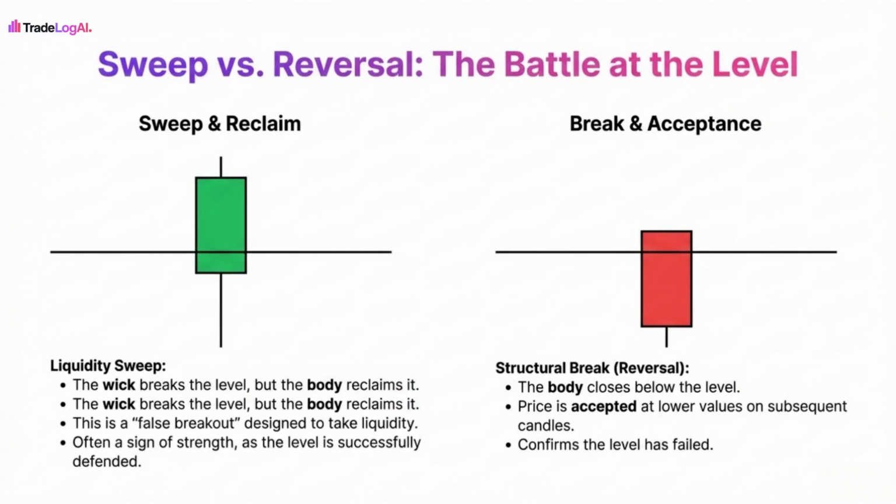This is where traders get trapped. A sweep and reclaim is a wick through the level that closes back above, often a stop hunt that can actually signal strength if the level holds. A break and acceptance is different. The body closes beyond the level, and subsequent candles accept lower prices, confirming the level failed. Learn to separate liquidity grab from structural failure. That one skill saves accounts.